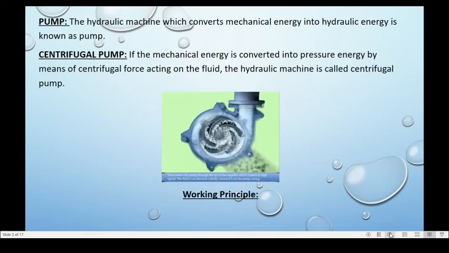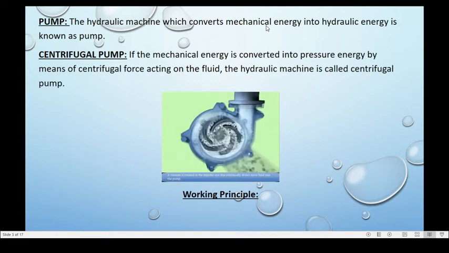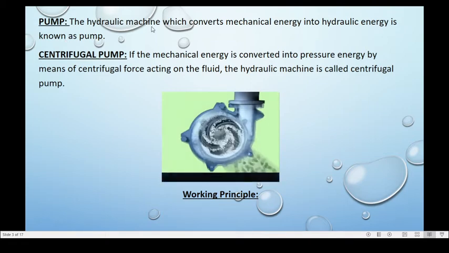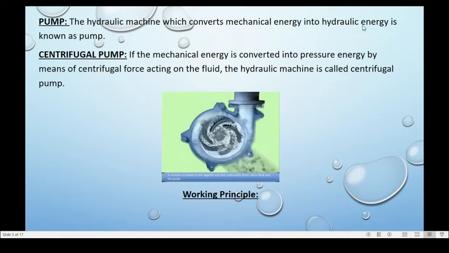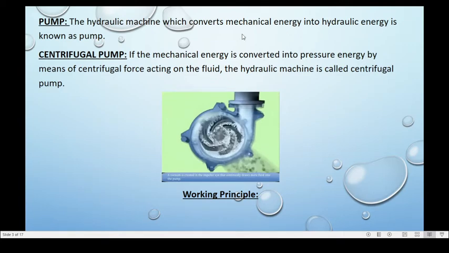So first, before going to know what is a centrifugal pump, you should know what is a pump. So what is a pump? The hydraulic machine which converts mechanical energy into hydraulic energy is known as a pump. So any device which converts mechanical energy into hydraulic energy is known as a what? Pump. And this hydraulic energy is later known as pressure energy.